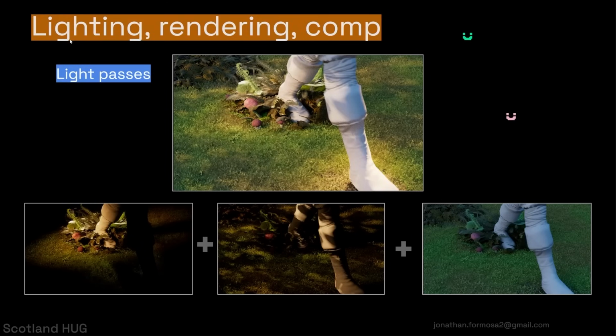So, lighting, rendering, comp. You can see the final shot, a final still render looked like this. However, I managed to separate out the light passes in Karma so that I could separate them out in Nuke, add them back together, and then I could actually animate the lighting in comp.